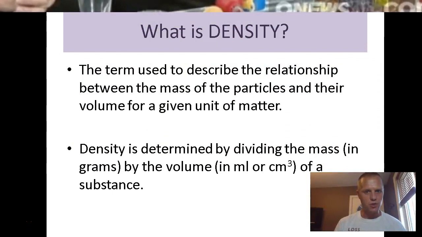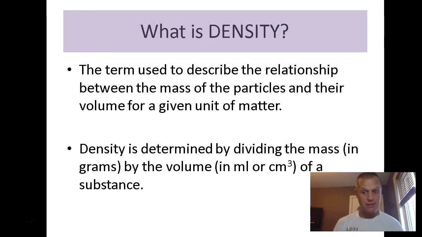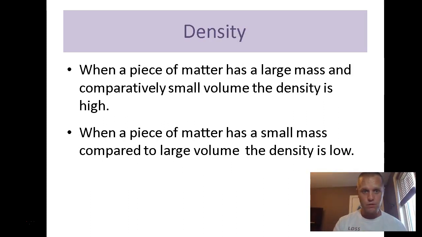What is density? Well, it's the term that's used to describe the relationship between the mass, or how heavy something is, and the volume that it takes up, the space it takes up. And density is determined by dividing the mass by the volume of a substance. Now we measure mass in grams and we measure volume in milliliters, which is the same as saying a cubic centimeter. Imagine you had a cube where each side was 1 centimeter, and that would be 1 milliliter.